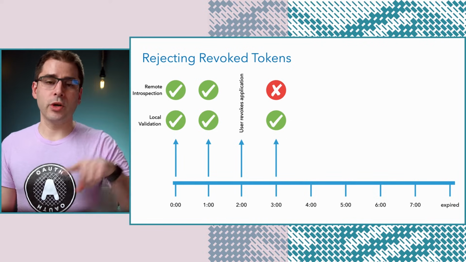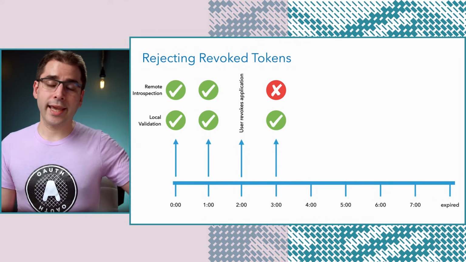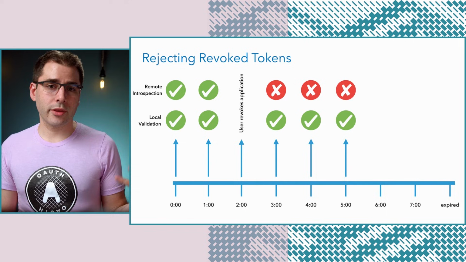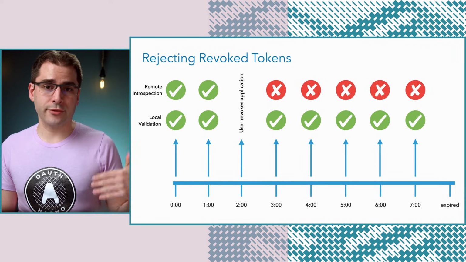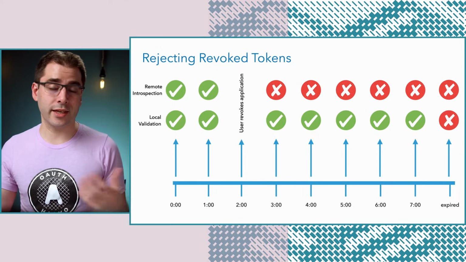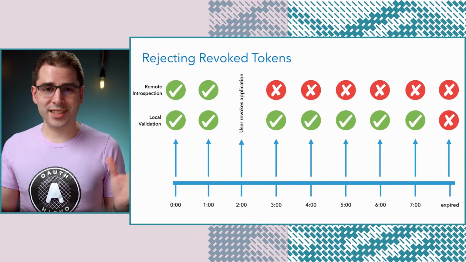But if you were to do remote introspection, the OAuth server can keep track of that and can tell you that the token is no longer valid. The answer to whether the token is valid is then different for the rest of the lifetime of the token until finally the token expires and then they agree again. So what does this mean for you?